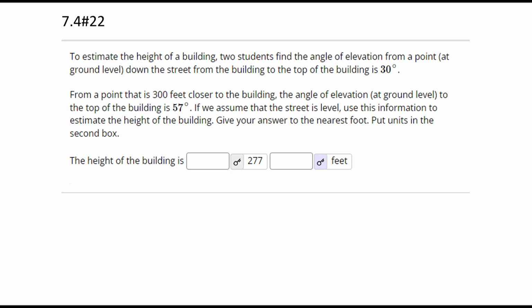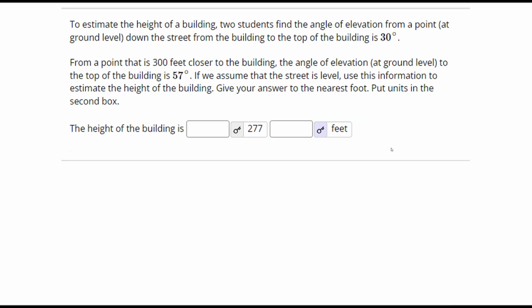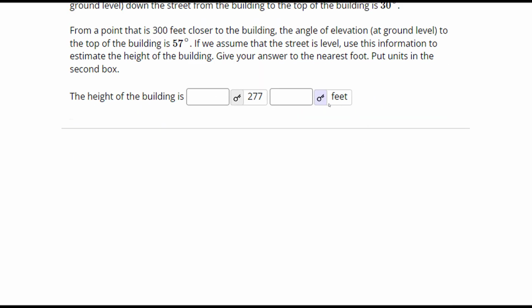If we assume that the street is level, use this information to estimate the height of the building. Give your answer to the nearest foot. Okay. And this is going to be in feet. So it should be something around 277.